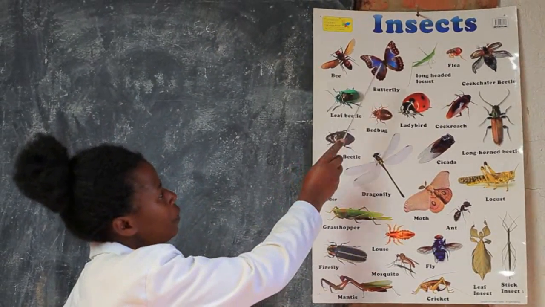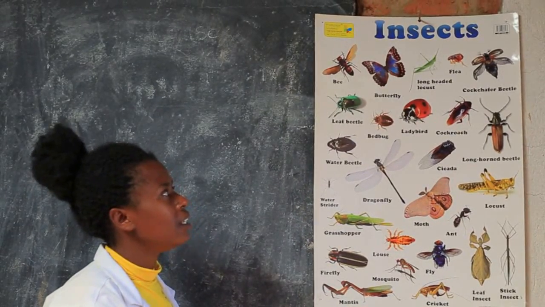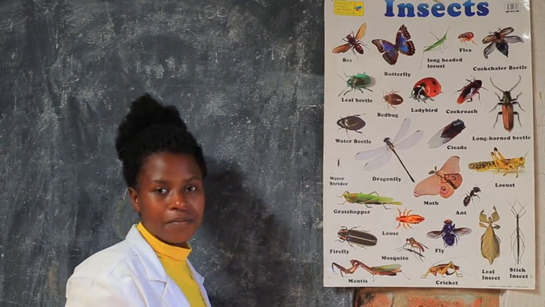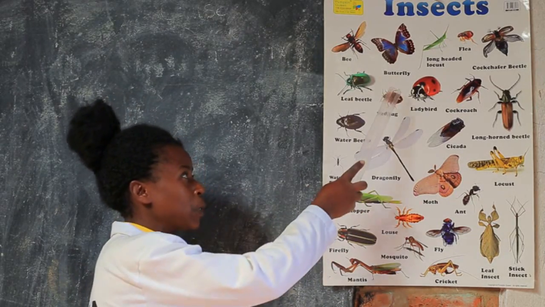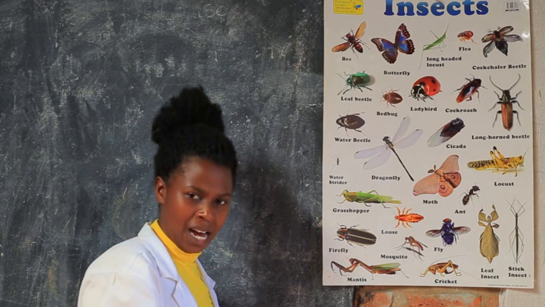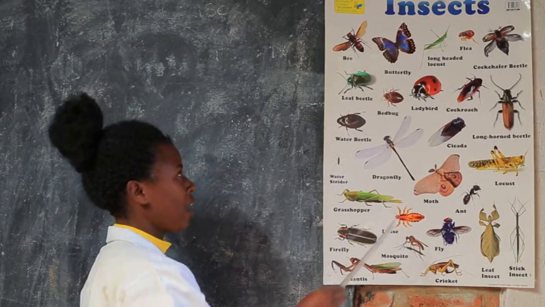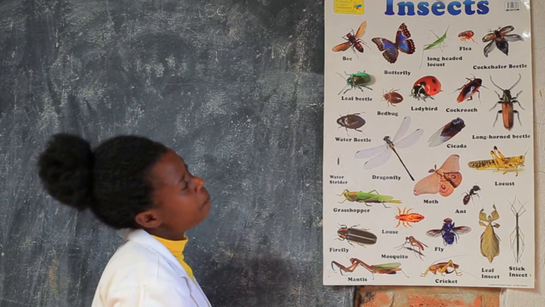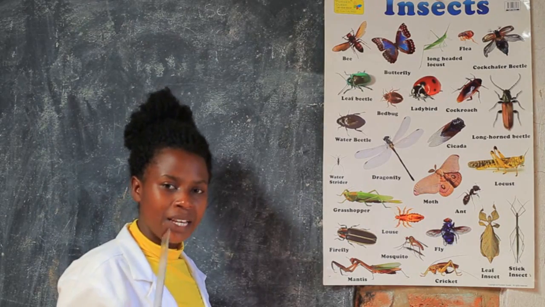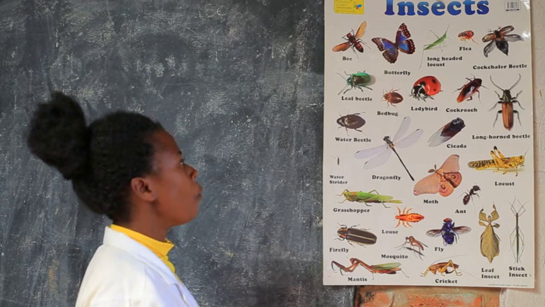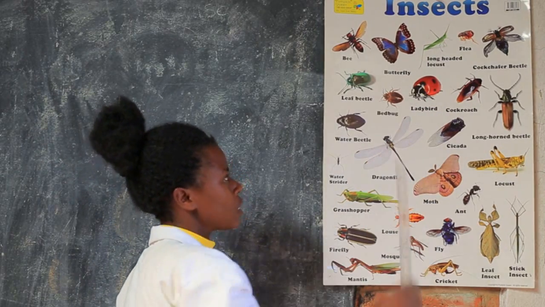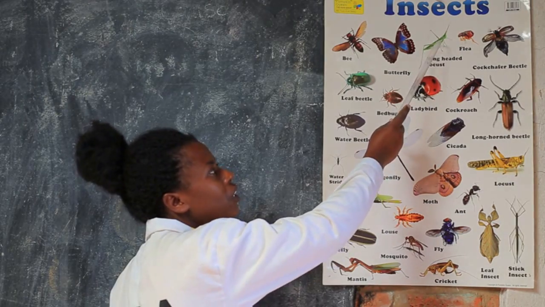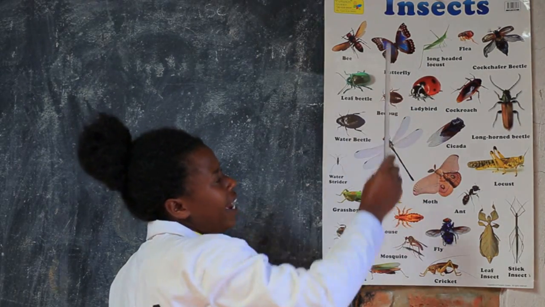And the next one, we have another insect. Who can tell me what is the name of this insect? This one is called a butterfly. You remember that's how you always see butterfly. So this is the butterfly. It is also under the insects that we have in our environment. We have long-headed locusts. This is the one. It has long legs. You can see them.